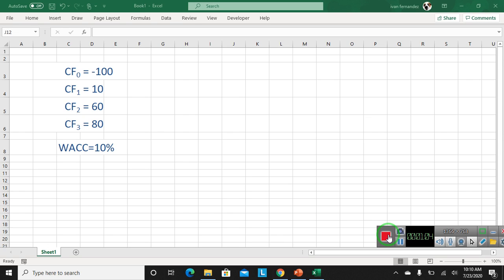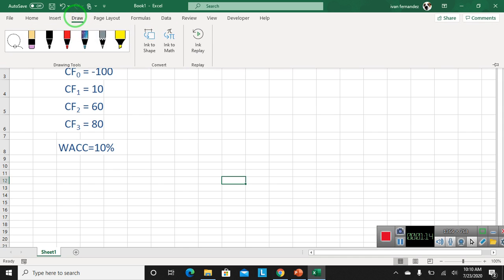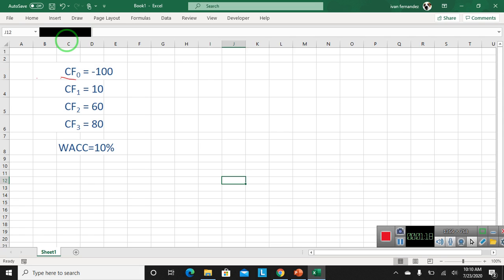So I'm using the problem from the slides. And in this case, we have a project where we start by laying out all the different components. So we have an initial outflow of cash of $100. That's why it's negative, because it's an outflow. So we have $100 outflow at time zero, right now.